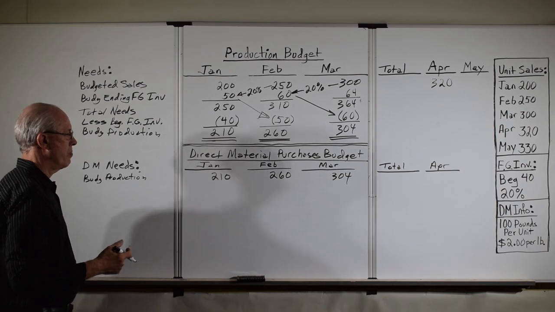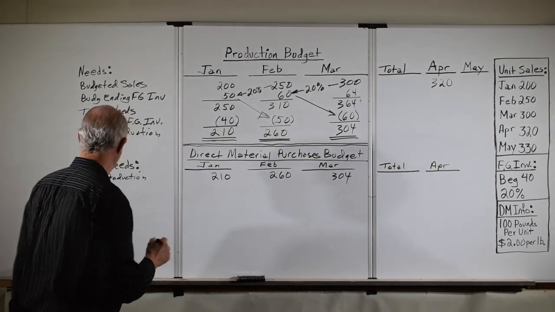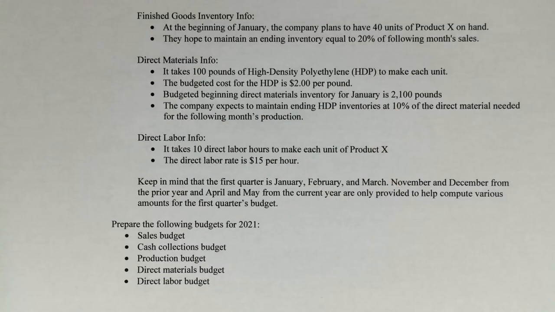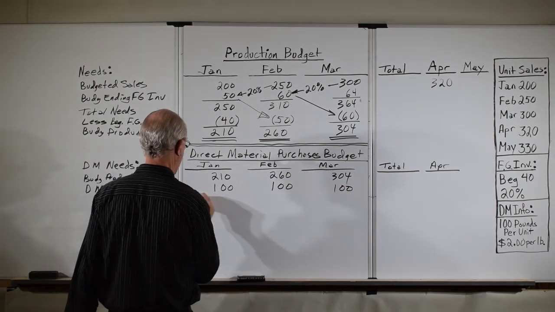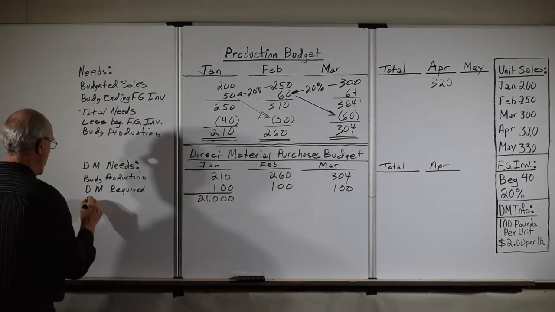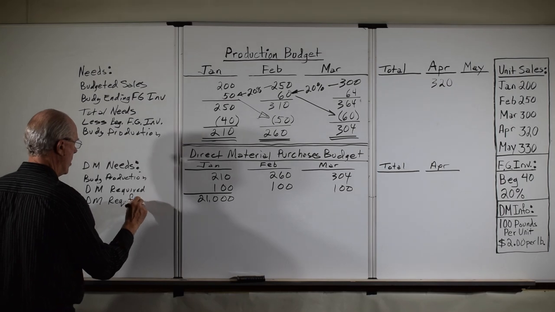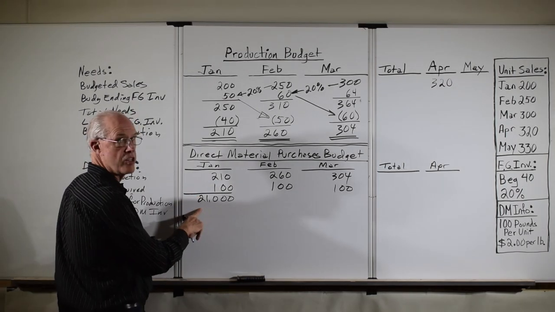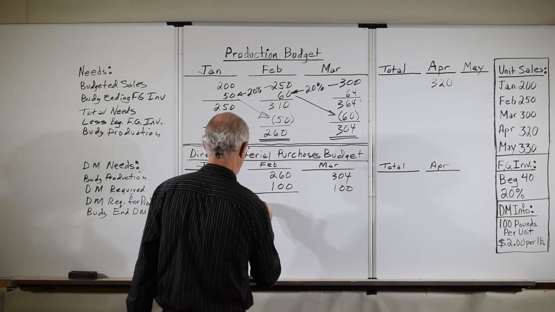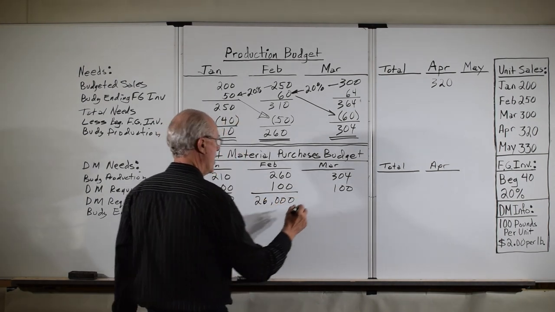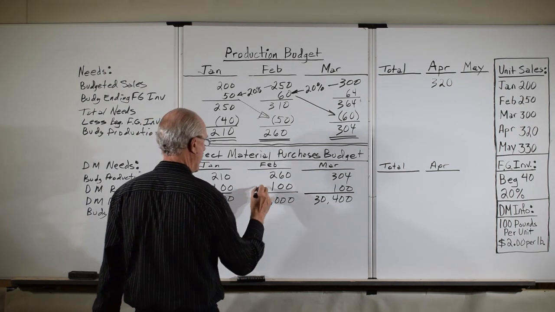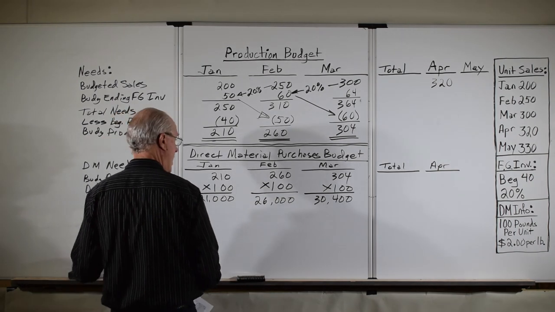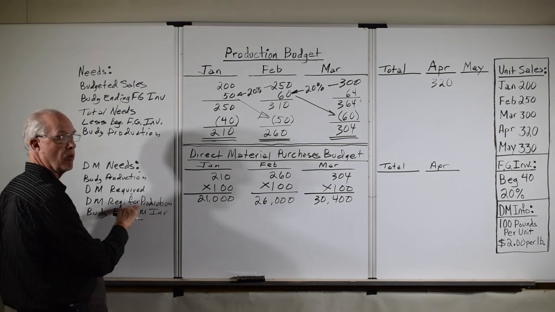So now that we know how many units we're going to produce, how much direct material will we need to produce those units? Let's see, over here it says 100 pounds of direct material per finished unit. So we're going to multiply this by the direct material required, which is 100 pounds for each unit. So multiplying, we've got 210 times 100 is direct material required for production. For January, we're going to need 21,000 pounds. For February, we're going to need 26,000 pounds. And for March, just multiplying, we're going to need 30,400 pounds of material. So we're multiplying each one of these. Let me just show that. And that will provide the direct material required for production.